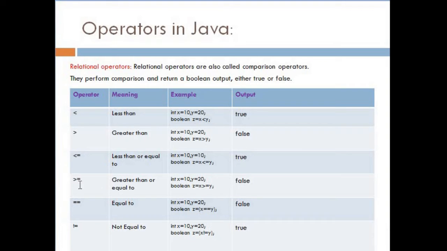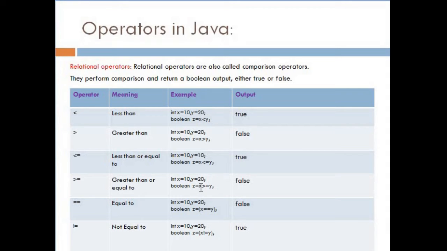Then see the next operator, greater than or equal to. Now these two Java statements say that the value 10 is first assigned to the variable x and the value 20 is then assigned to the variable y. This is the first statement. The next statement says that the variable z has been declared of data type Boolean, so Boolean z equal to x greater than or equal to y. Now let's check whether it holds true or not.